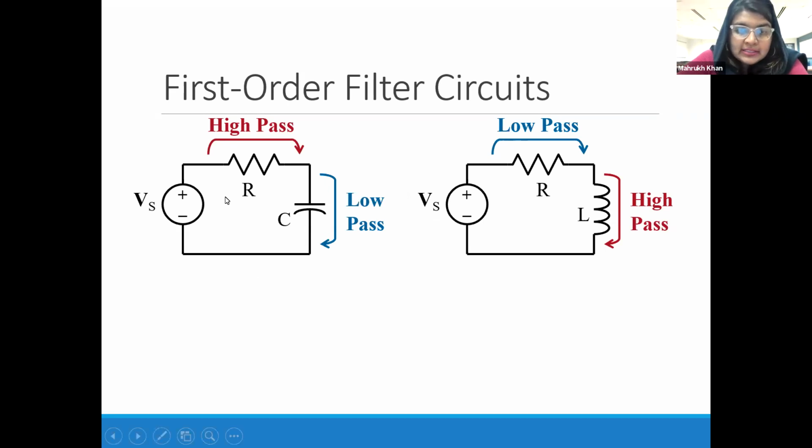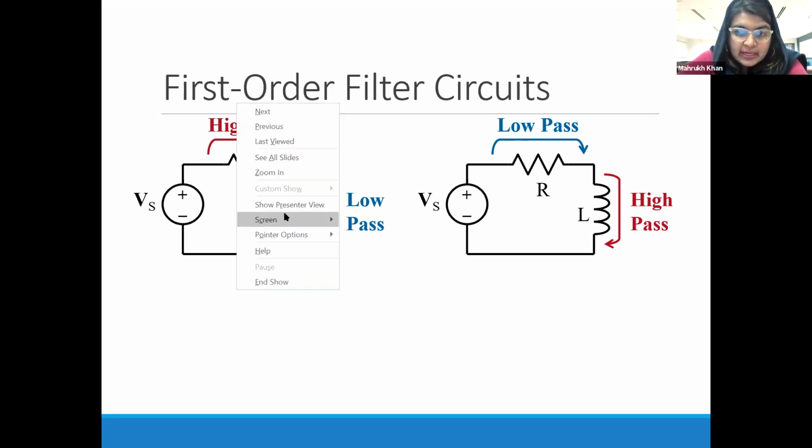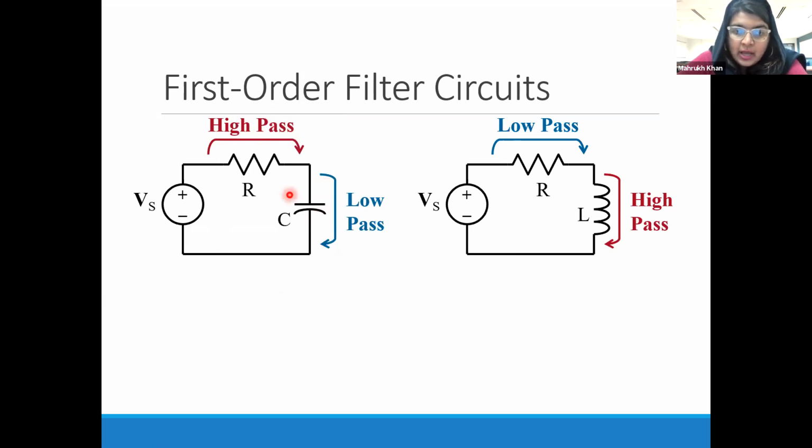One type of filter is the low-pass filter and the other is the high-pass filter, but there are two types of circuit. You can see RC and RL. What is RC? If you have this circuit and you are measuring output voltage here, then your filter will be called a low-pass filter. If you are measuring your voltage here, then your filter will be a high-pass filter. How it will work, we will see that, okay?